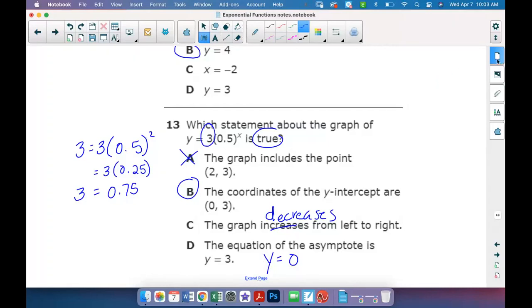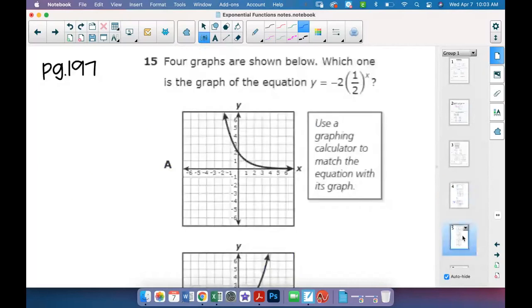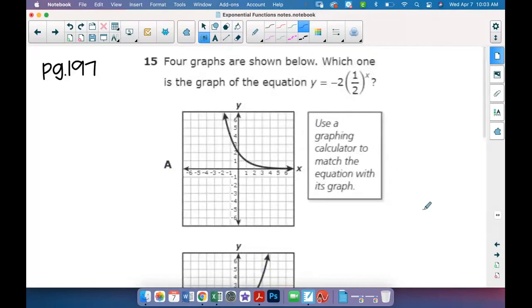Quickly, I know. Okay, so the next one is number 15. It says 4 graphs are shown below. Which one is the graph of the equation y equals -2 times 1/2 to the x power? Okay, the first thing is you don't even have to graph it yet, because the first thing you should be looking for is that it crosses the y-axis at -2, right? So you check on your graphs. Ooh, here's -2. It doesn't even cross it. A is out.